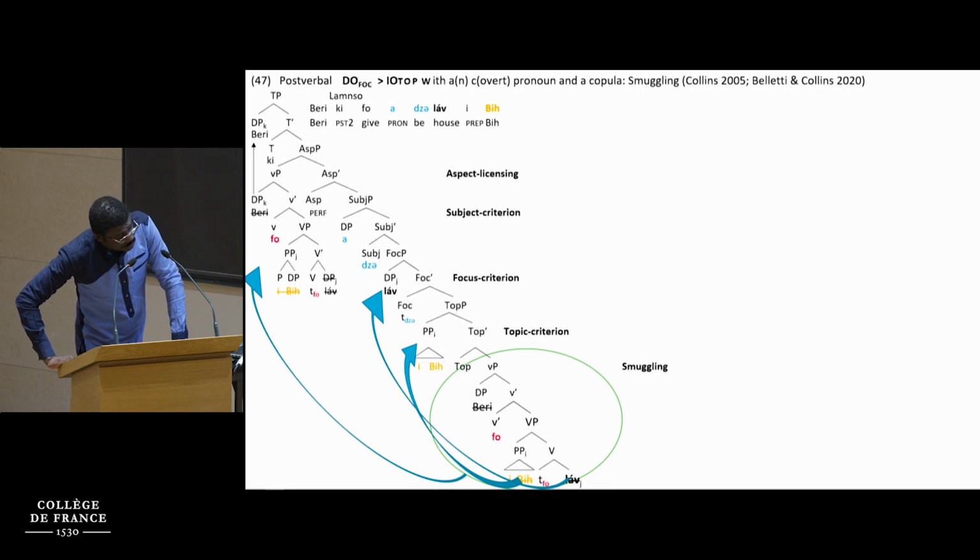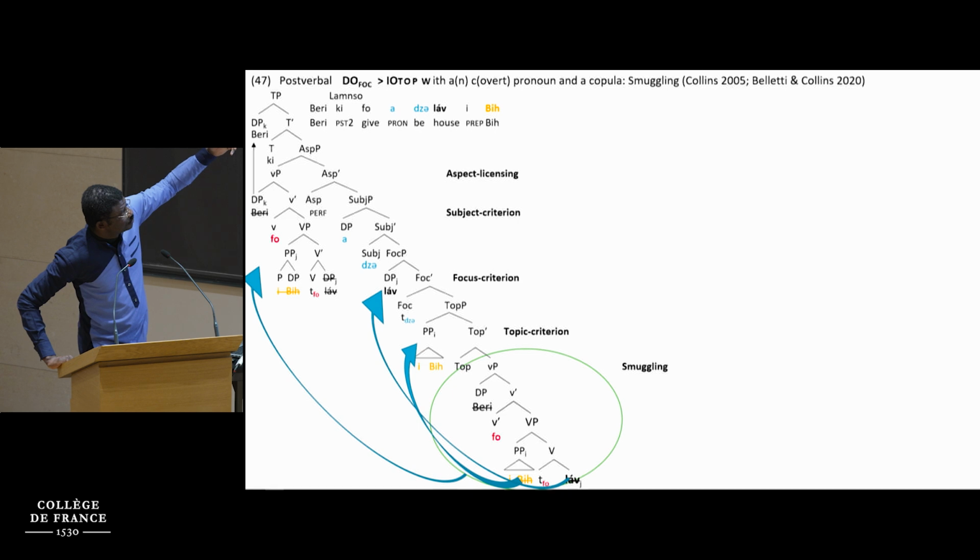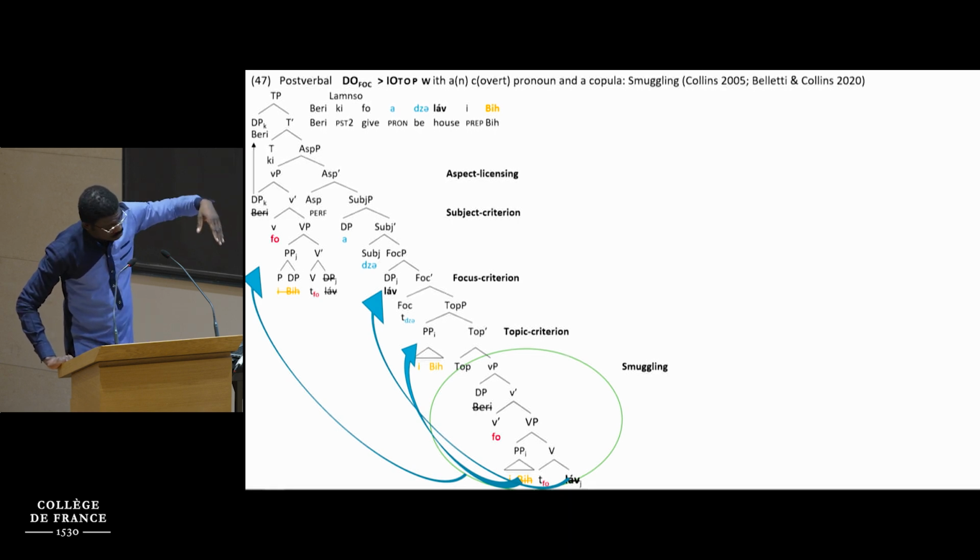When you do that, you remain with the VP containing the subject and the verb. You take that remnant, you smuggle the remnant, you send it to the specifier of aspect, then you sub-extract the subject from spec VP and you send it up. Then you get the derivation. I use the Lamso case. Actually, the same thing goes for Limbum.